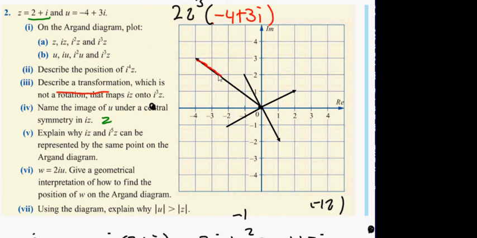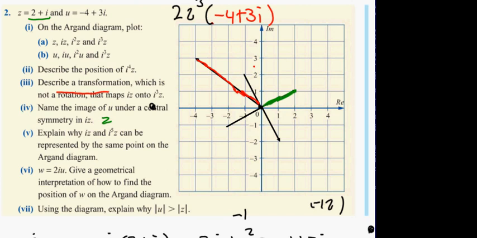It's represented in red is the modulus of u. Do you see it? Modulus means length. So modulus of u is represented in red. The modulus of z is represented in green. The reason why the modulus of u is bigger than the modulus of z is it's a longer line going to a point further away from the origin.